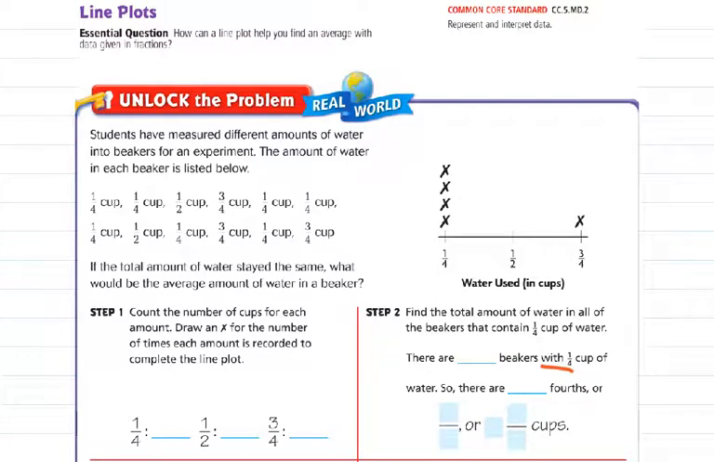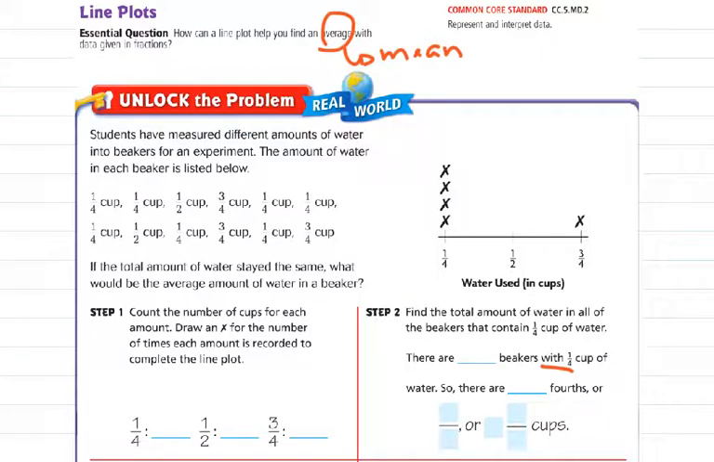Students, in lesson 9.1, we're going to be working with line plots. And our essential question is, how can a line plot help you find an average with the data given in fractions? So average is something that we've heard before in math class. The math term for average is mean, and when you see that in 6th grade, it'll be referred to mean quite often.